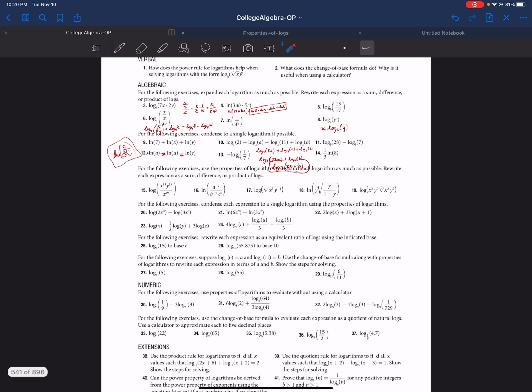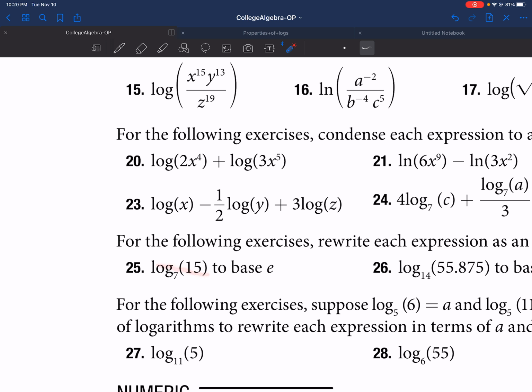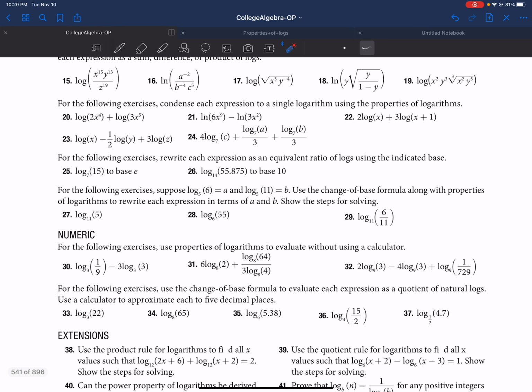In these, it says rewrite each into an equivalent base. If you wanted base E in there, then you know it should be ln 15 over ln 7. That's my little draw your fraction bar in there. And base E, log base e is ln. So that's how you do that. In these, it says rewrite. Suppose that you know log 5 of 6 is a, log 5 of 11 is b. Use change of base formulas and all of that stuff.